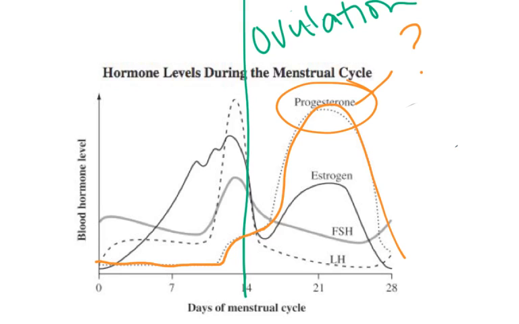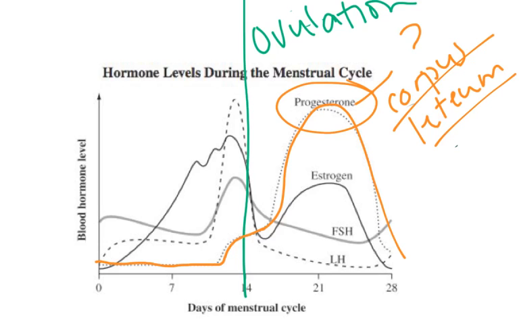Why? Well, when we go back and look at what structure produces progesterone, it is our corpus luteum, which is a structure that is produced after that egg is released. So we have our egg being released here, which then will produce that structure of the corpus luteum.